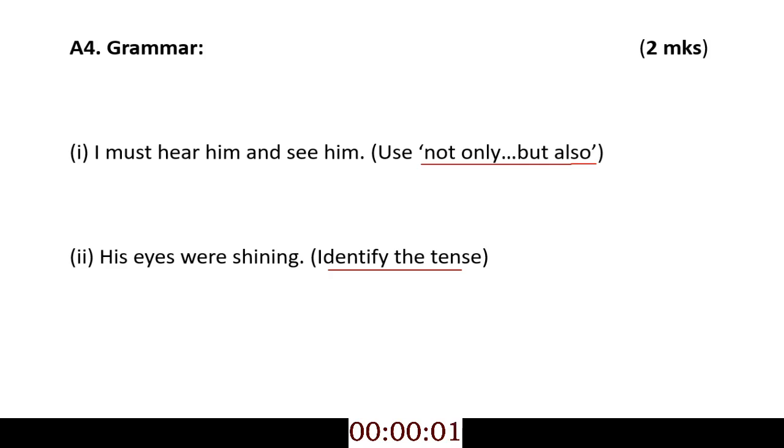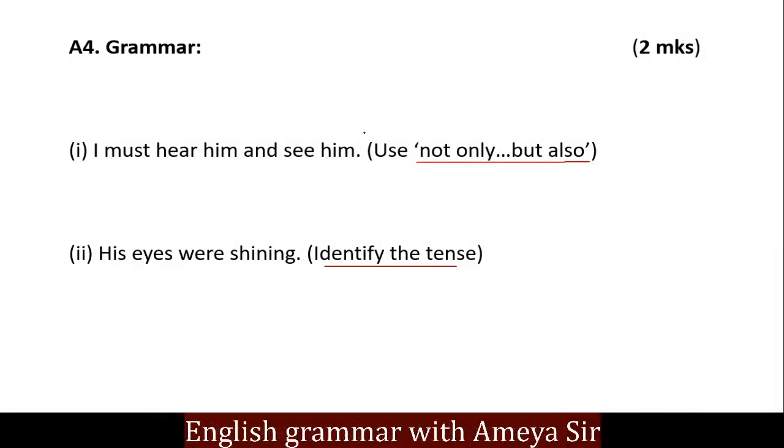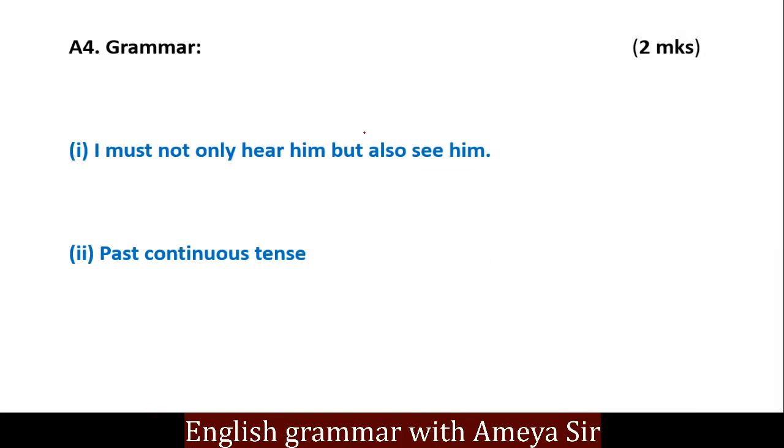Okay, your time is up. And the answers. The answers are as follows. For not only but also, you have: I must not only hear him but also see him. Guys, be careful when you correct it. I must, and then you initiate not only. It cannot be I not only must. I must not only hear him but also see him. And identify the tense. It's past continuous. Now here you have to watch out for the spelling of continuous. Please give it right only if you have written it absolutely like this. Please be honest in your correction.